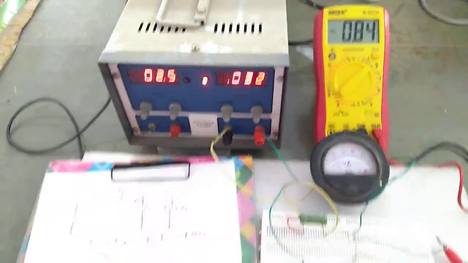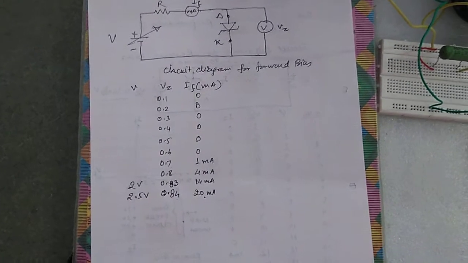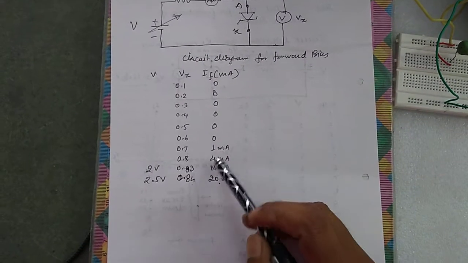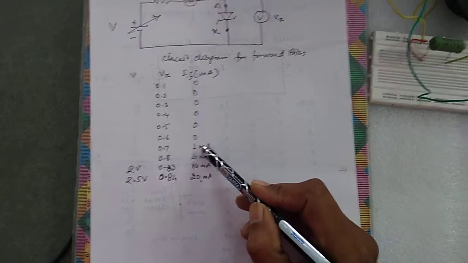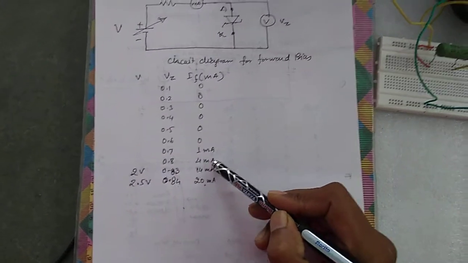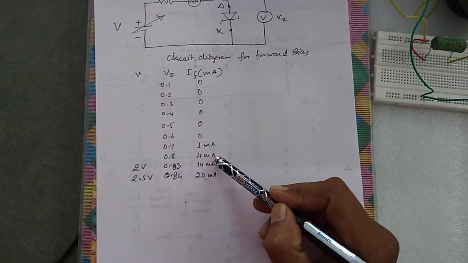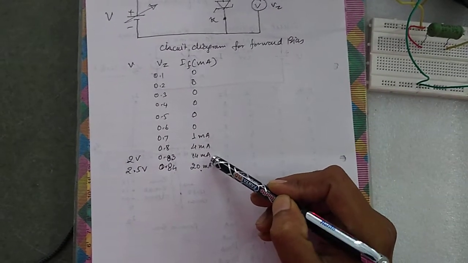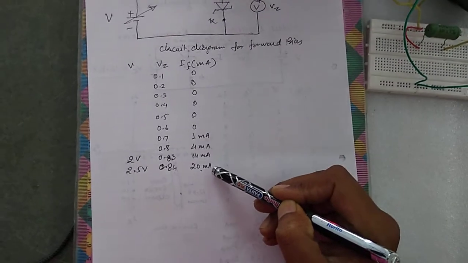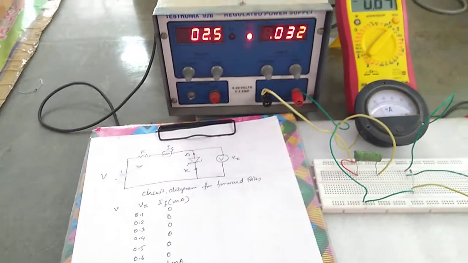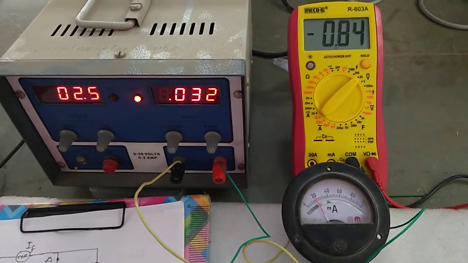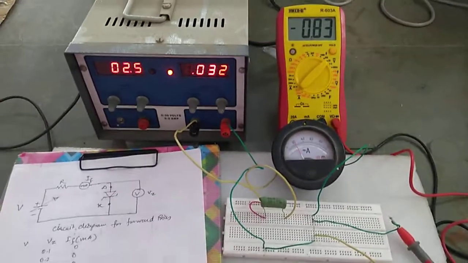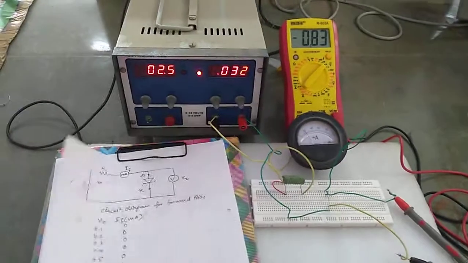Let us see the observation table. In the observation table we find that up to knee voltage the current is very less. As soon as voltage is increased above the knee voltage, the current has suddenly increased. 0.83 it is 14 milliampere, 0.84 is 20 milliamperes. Our voltage source has also converted from constant voltage source to constant current source. So these are the changes. This is the circuit diagram. This is the complete setup.